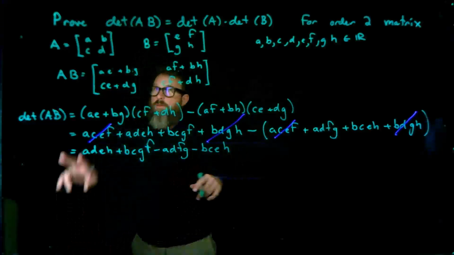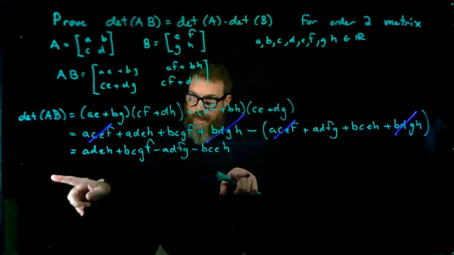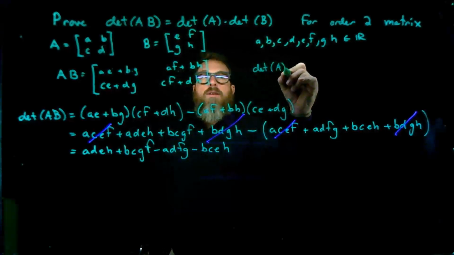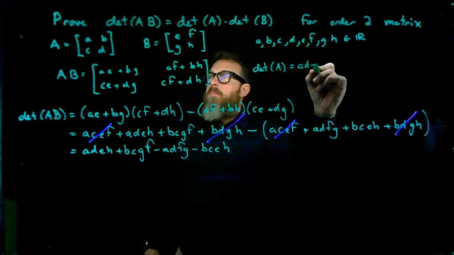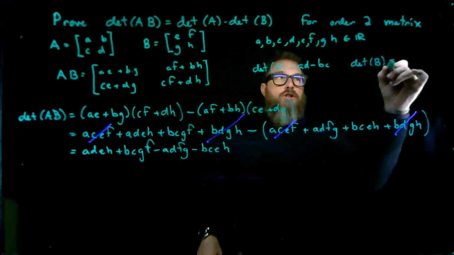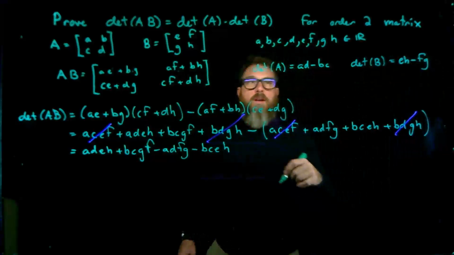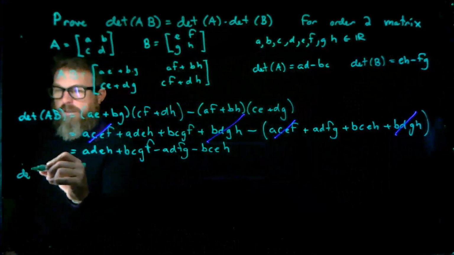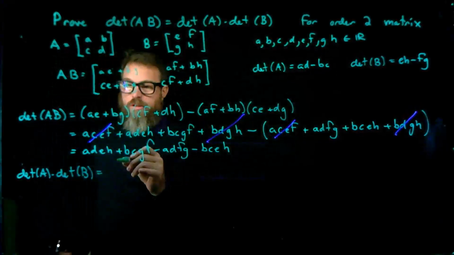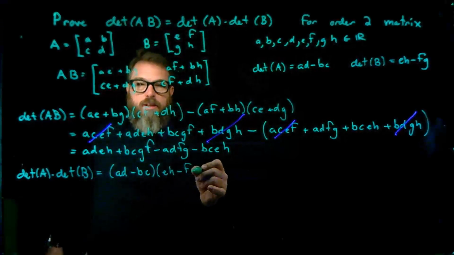Now our goal again, so we've found this side. Now our goal is to go in and find this side in the arbitrary and see if we get exactly the same thing back. So I'll start out with the determinant of A over here, AD minus BC, and then the determinant of B over here, EH minus FG. So when I want to find the determinant of A multiplied by the determinant of B, I'm going to have to multiply those things together. So I'm going to have an AD minus BC times an EH minus FG.